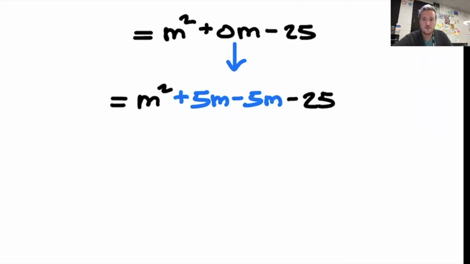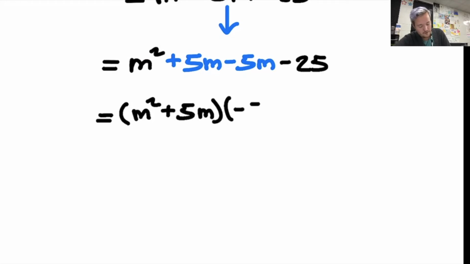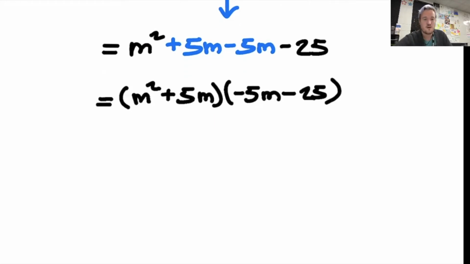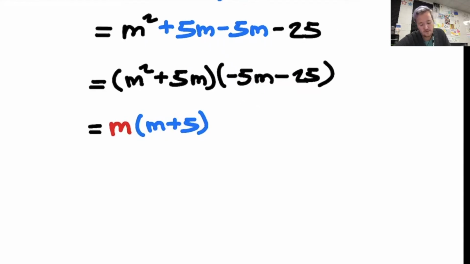All right, so this is what we're going to do our grouping method with. So I'm going to group the first two together. So m squared plus 5m, and then negative 5m minus 25. All right, so out of the first group, I'm going to take out an m value, and that leaves me with m plus 5. Now in the second group, between negative 5m and negative 5, I can take out a negative 5. That leaves me with m plus 5.